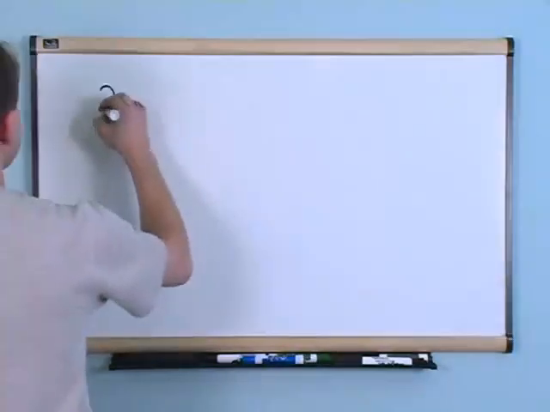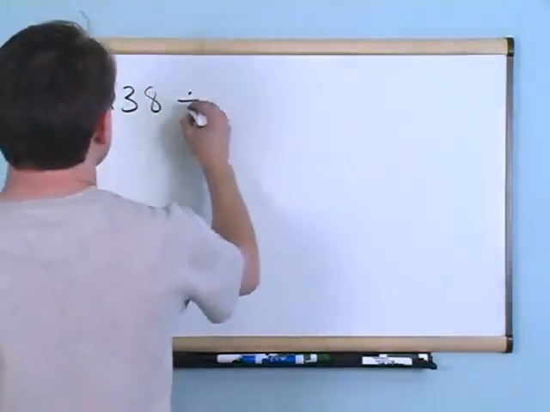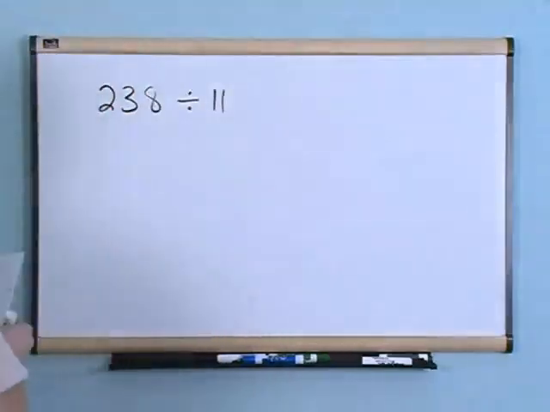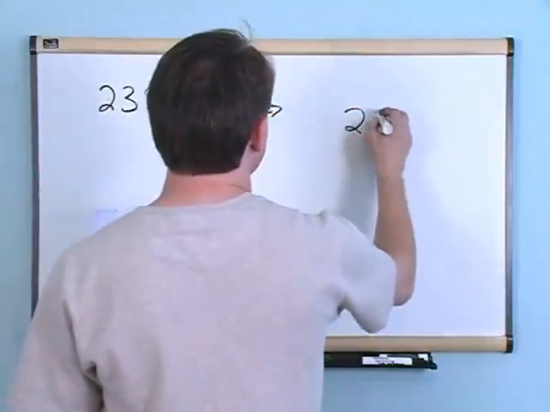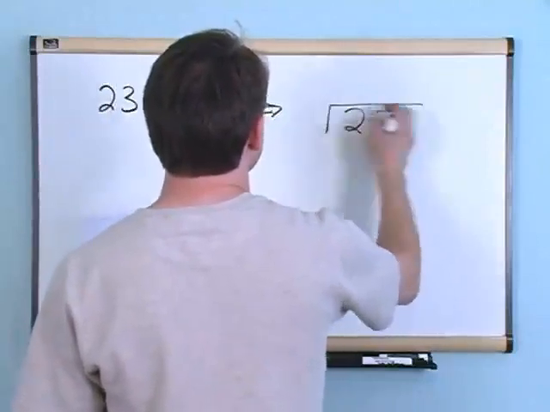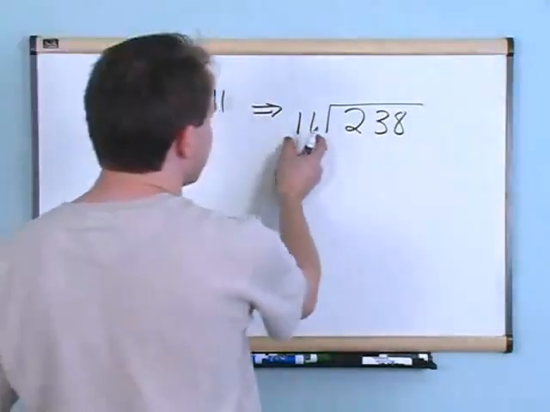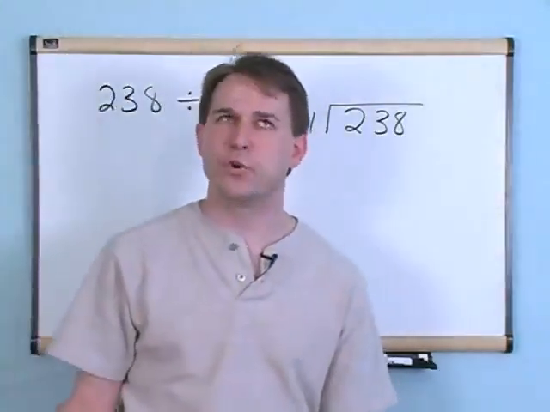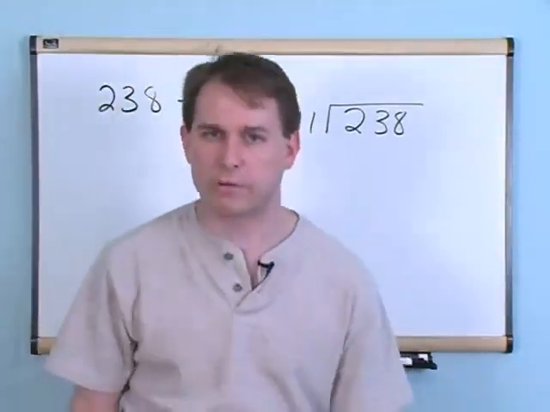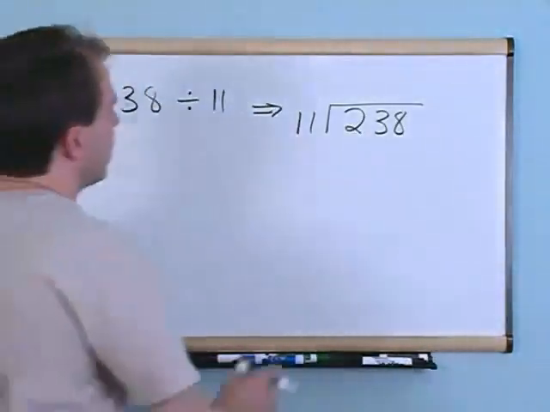Let's say you have 238 divided by 11. Okay? 238 divided by 11. And let's go ahead and rewrite it. Now, the only difference between this problem and the last problem is here you have a double-digit number. But the process is exactly the same. There's nothing a lot harder about it. You just have to use your multiplication knowledge, okay?